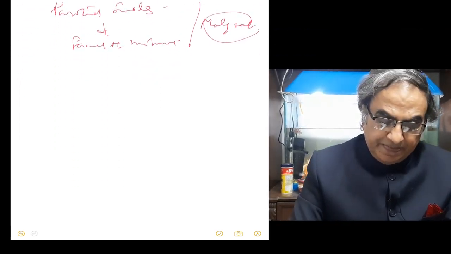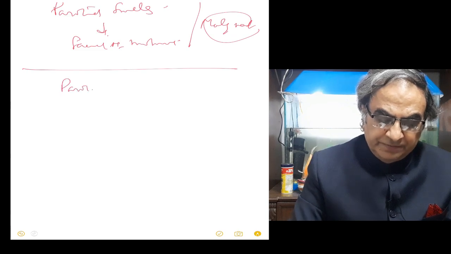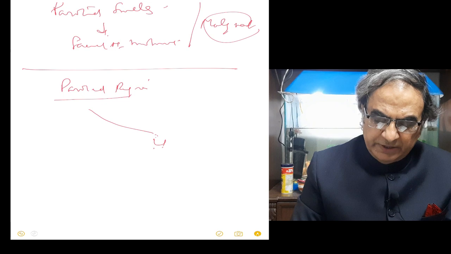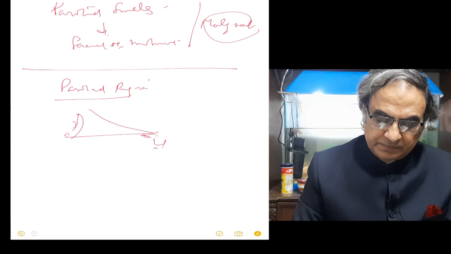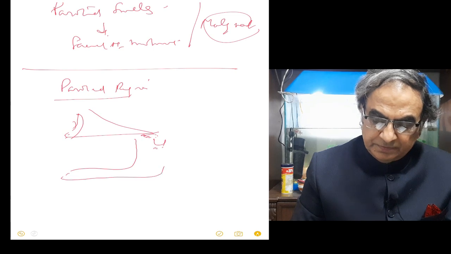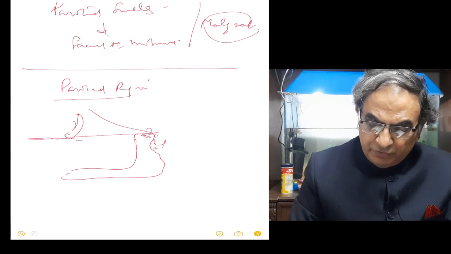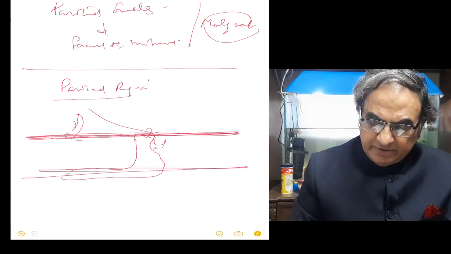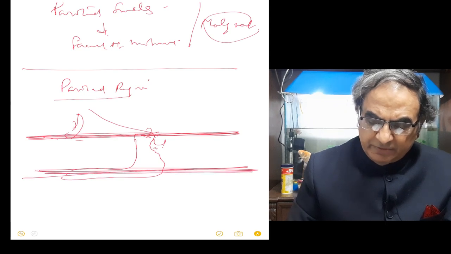Now classically, the parotid region, now if I can draw it for you, that's the mastoid, that's the zygomatic process, and that's the mandible, we draw a line. There are two horizontal lines. One goes across the zygomatic process. This is the zygomatic process line. The other one goes across the mandible, the angle of the mandible.